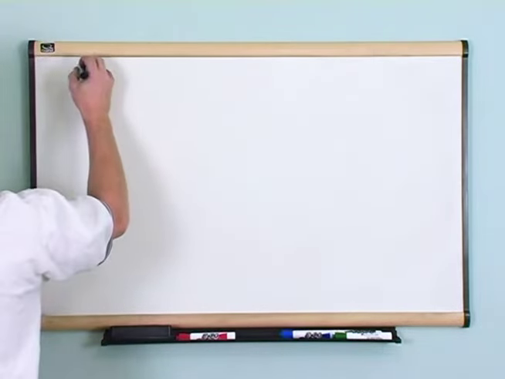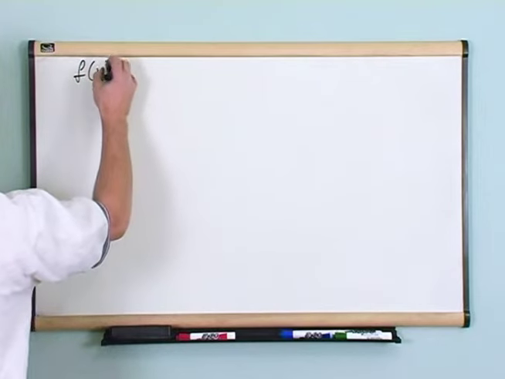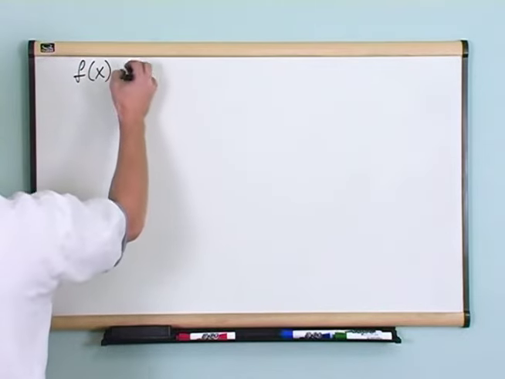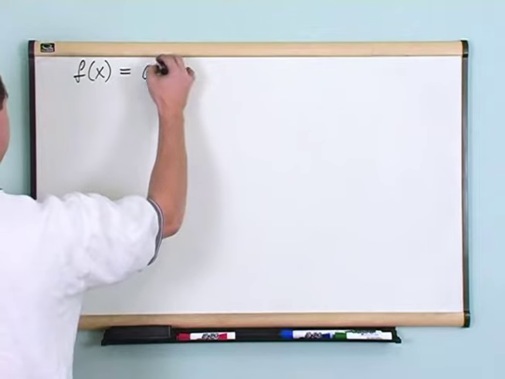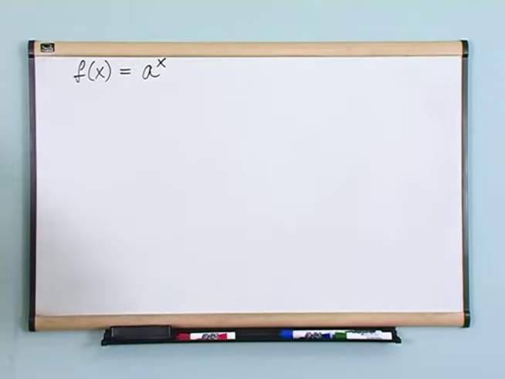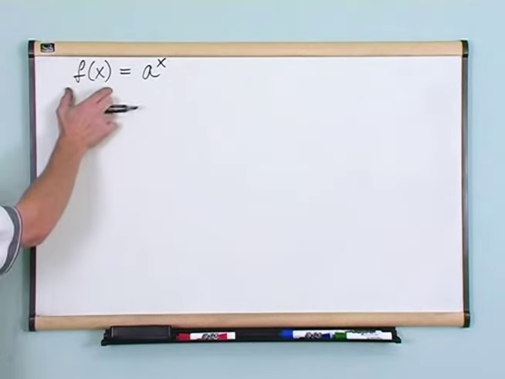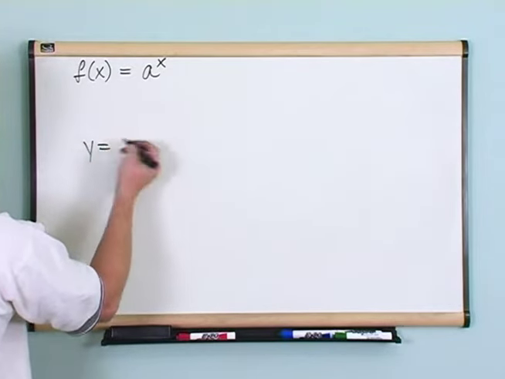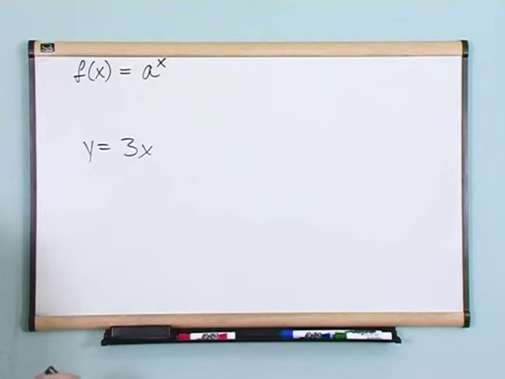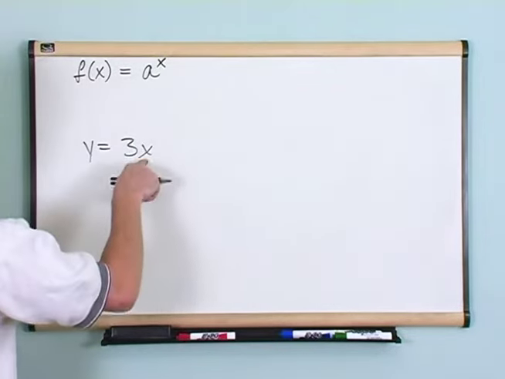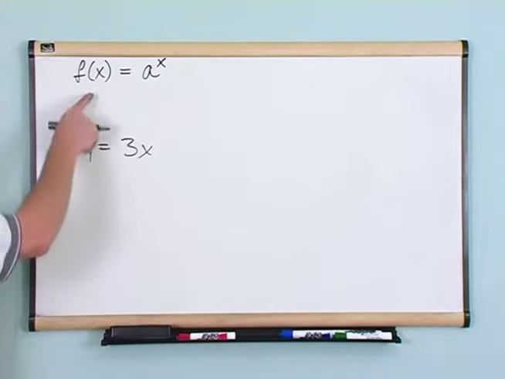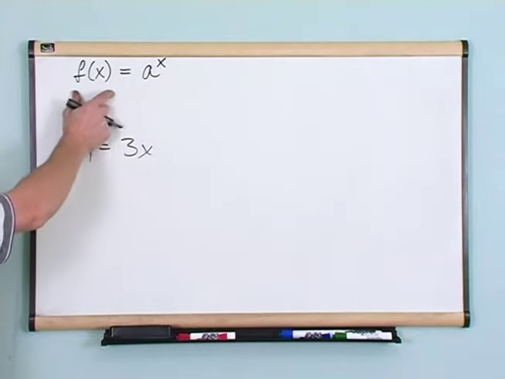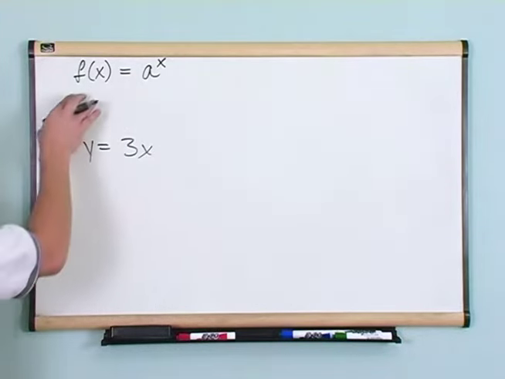Let's say we have f of x equals a to the power of x. Now, before we go any further, I'm going to explain f of x. Up to now, all I've shown you is y equals 3x or something like that as an equation. What this means is you take a number for x, you stick it in here, and you get a number for y. This tells you the same thing. It's just another way of writing it. There's nothing magical about f of x.